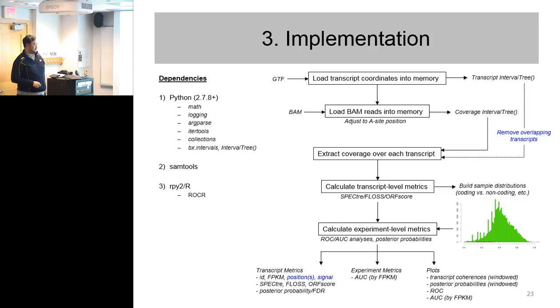Those scores are then used to build a distribution, for example, coding versus non-coding, or translated versus actively translated, depending on, say, an arbitrary FPM cutoff. And from that, I can calculate experiment level statistics. So right now we're able to output transcript level metrics for each transcript in the GTF that is tested, experiment level metrics, as well as plots.